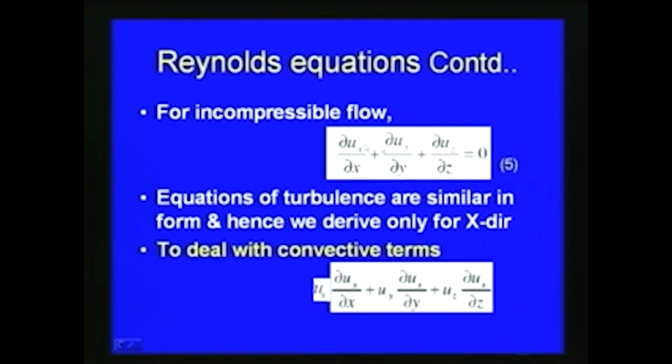Now we are in the process of deriving the Reynolds equation. The equations of turbulence are similar in form, so we derive only for the x direction. As I mentioned, we are now trying to get the equations for a 3D turbulent flow problem. So, we will be having 3 equations of motion in x, y, z directions, and the continuity equation we have already seen.